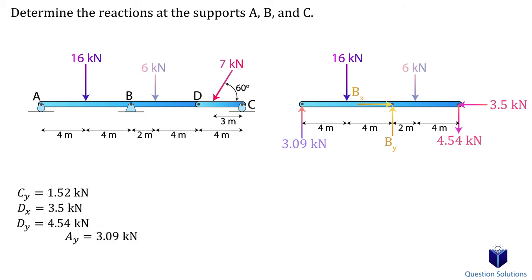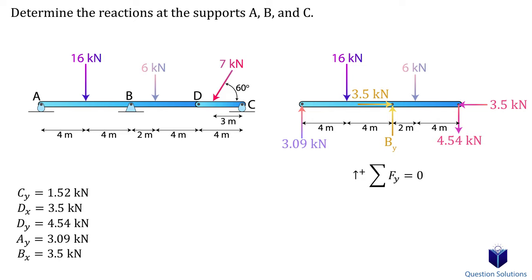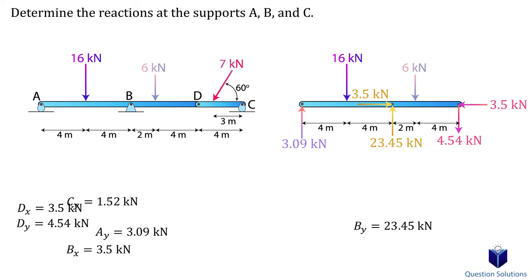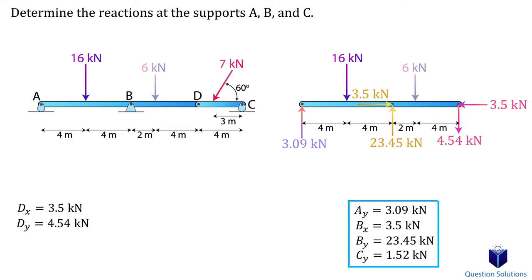To figure out BX, all we need is an equation of equilibrium for the x-axis forces. The only other force excluding BX is just the x reaction at D. Let's solve. Lastly, to find BY, we just need an equation of equilibrium for y-axis forces. Let's solve. And those are our answers.